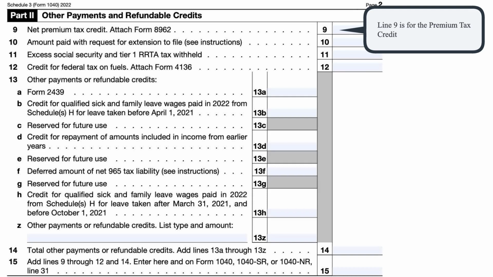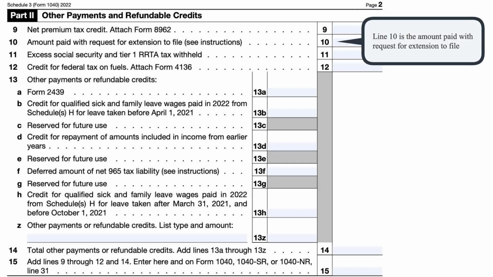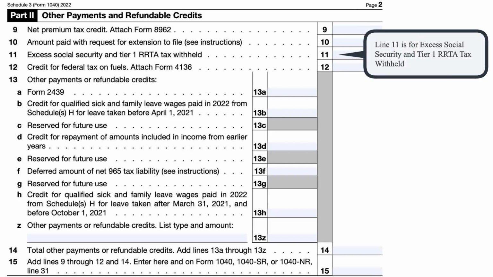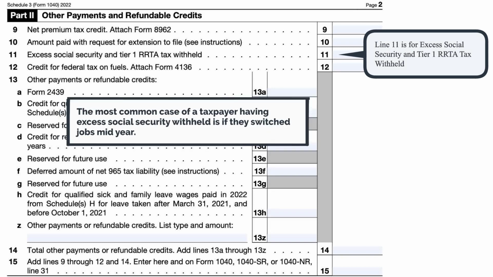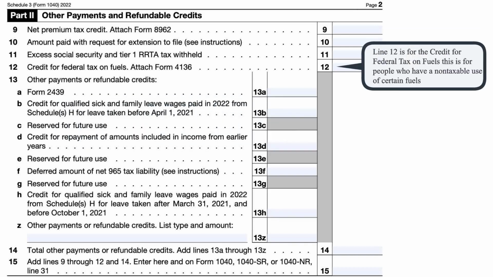Line 10 is the amount paid with request for extension to file. Line 11 is for excess Social Security and Tier 1 RRTA tax withheld. The most common case for a taxpayer to have excess Social Security withheld is if they switch jobs mid-year. Line 12 is for the credit on federal tax on fuels. This is for taxpayers who have a non-taxable use of certain fuels.